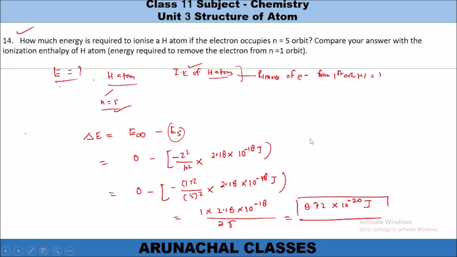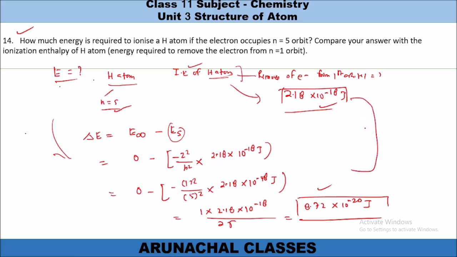And what is the case for ionization of hydrogen atom when one electron is removed? It is 2.18 into 10 power minus 18 joule. So the case here we have solved, we have got this much amount of energy, but when the hydrogen atom is losing the first electron, then the ionization energy will be this much. So when it is compared, you can see here the comparison value.